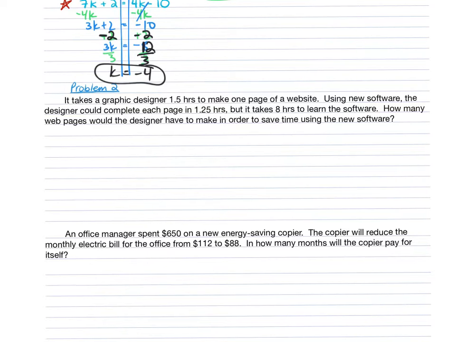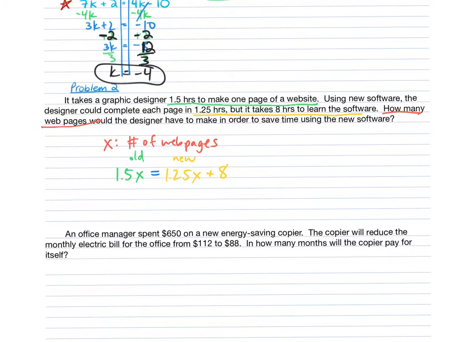So here, let's look at what the question is asking. How many web pages? So that's going to be our x. X is number of web pages. That way, when we get our x, we know that's our answer. And so if we have 1.5 hours to make one website, that's how long it would take him to make websites the old way, right? And we want to know, what's the break-even point? Like, when do they equal each other? So this is the old way. And then let's make this the new way. And the new way would be 1.25 times x, but the 8 extra hours to learn the software.